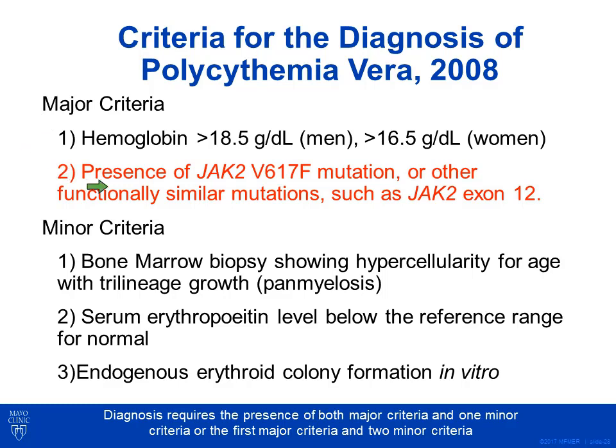In fact, now with the presence of a JAK2 mutation, the WHO has lowered this as a criteria down to 16.5 and 16 for males and females, the so-called masked polycythemia vera.